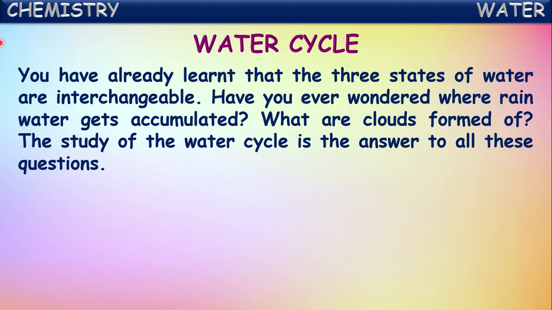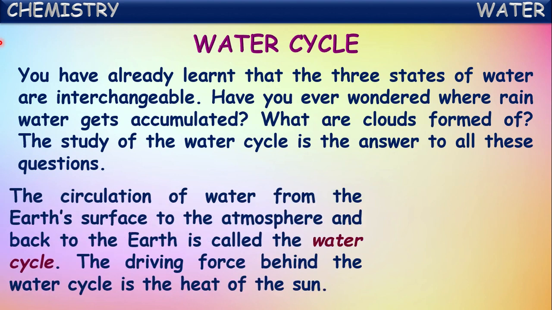How rain occurs, when it rains where this water of rain goes, where this water gets accumulated, how these clouds are formed, with what these clouds are formed. We can get answers to all these questions from the concept called water cycle. So let us talk about that now.